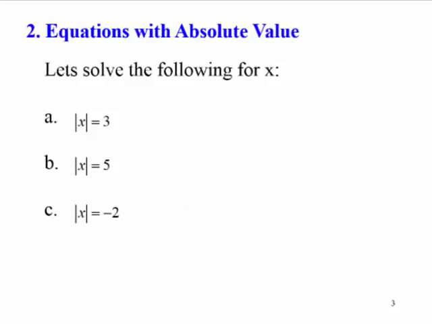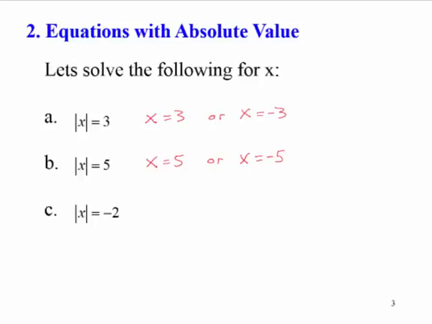So let's solve these. If the absolute value of x is equal to 3, then x can be equal to 3. That clearly works. Or x is equal to minus 3. And that's the idea. If the absolute value of x is equal to 5, then x is equal to 5, or x is equal to minus 5. Both work, because the absolute value of minus 5 is 5, and the absolute value of 5 is 5.